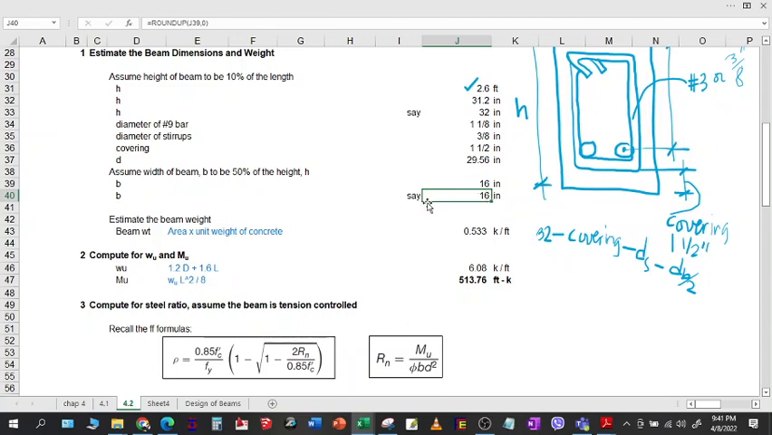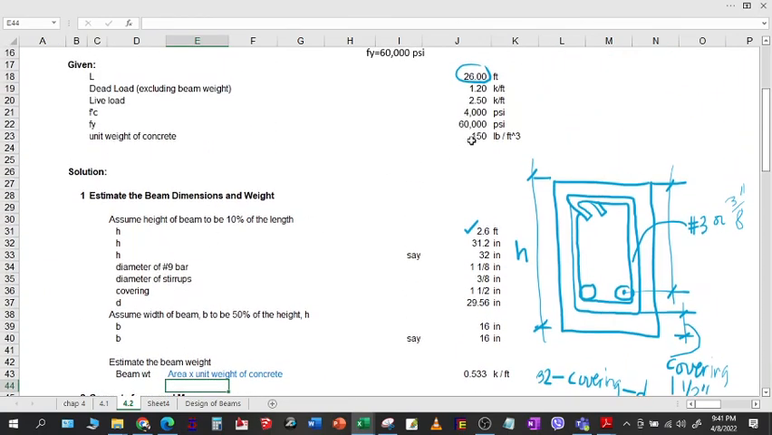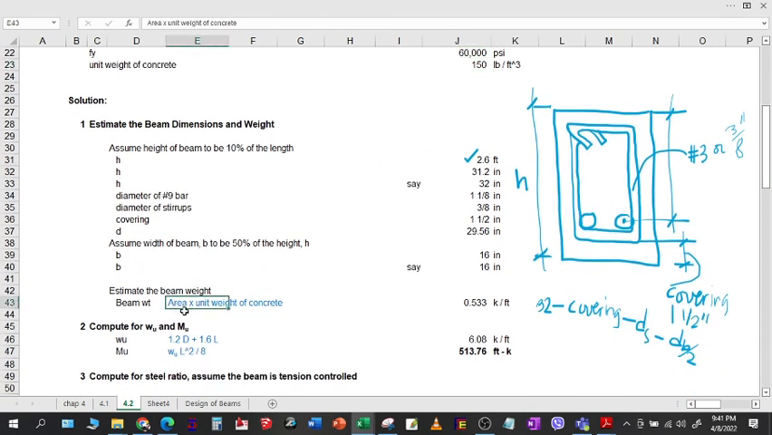Alright, so after that, we now have to estimate the beam weight. To estimate the beam weight, this is just simply the area times the unit weight of concrete. The unit weight of concrete is given as 150 pounds per cubic foot. And the area is the area of the B times your H. Okay, B times H. So let me rewrite the formula for a better understanding. So that would be B times H times unit weight of concrete.